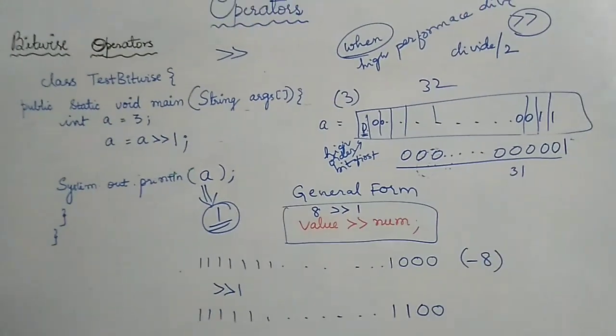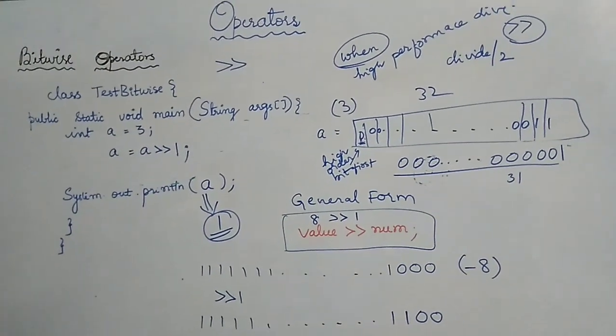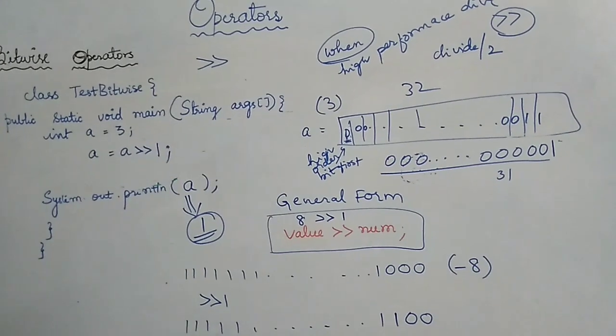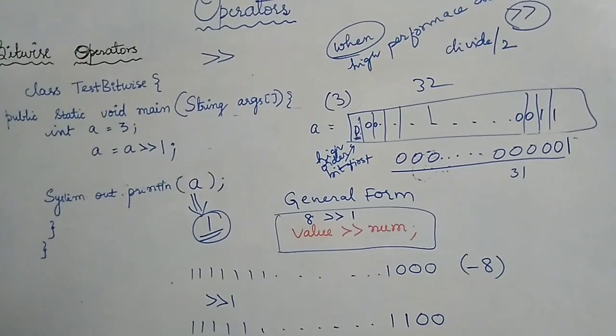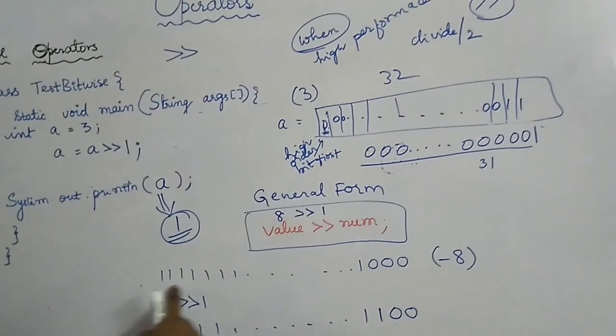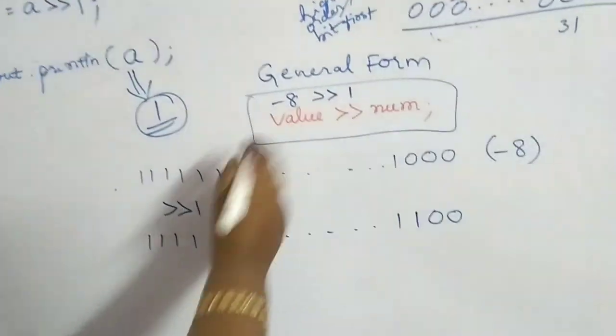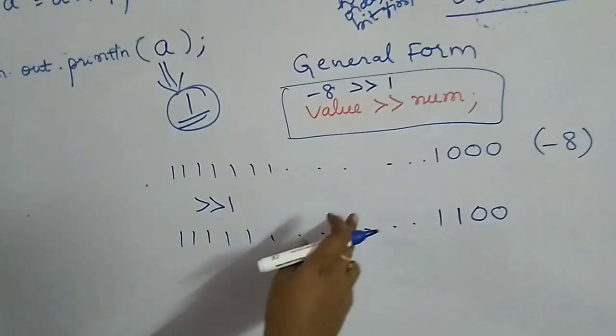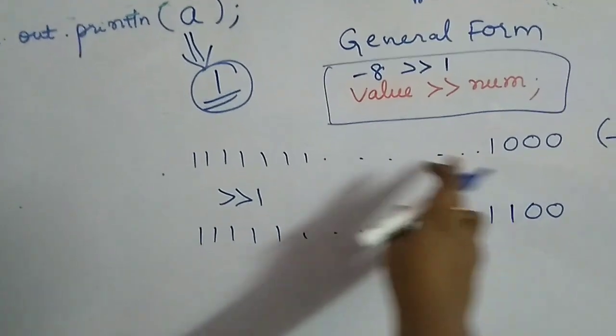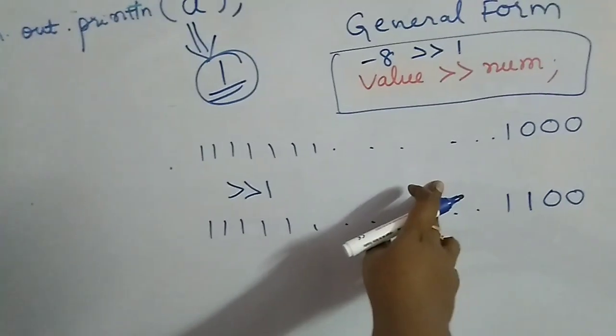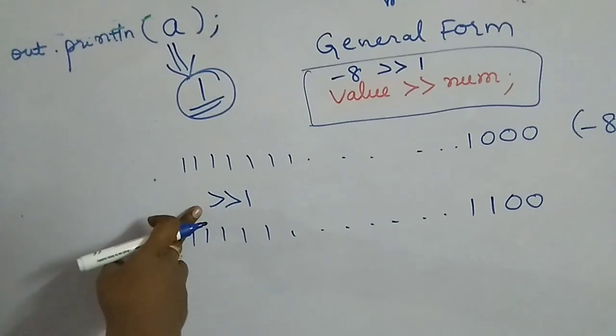Now we'll see how the shifting will take place in negative numbers. I am taking the example of minus 8. Minus 8 is represented in binary like this, and I am trying to shift it by 1.